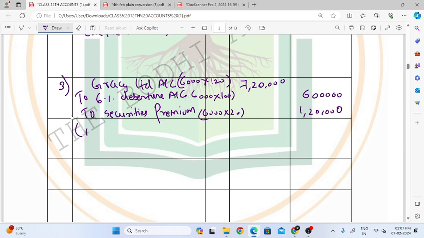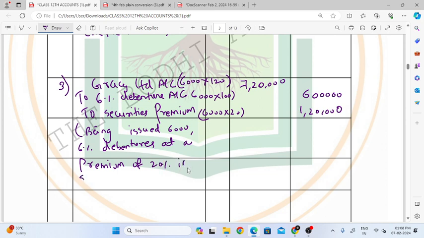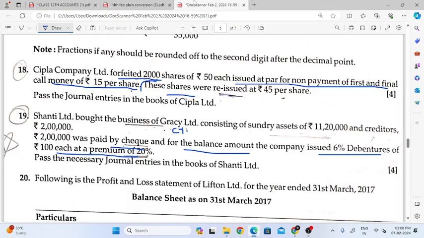Then being issued 6,000, 6% debentures at a premium of 20% in settlement of purchase consideration. Okay, so this is how you have to solve this question.